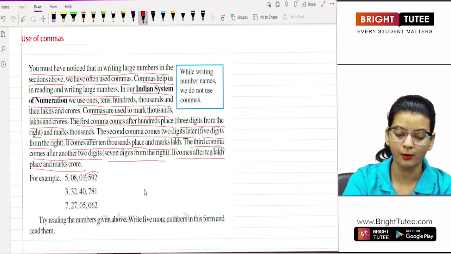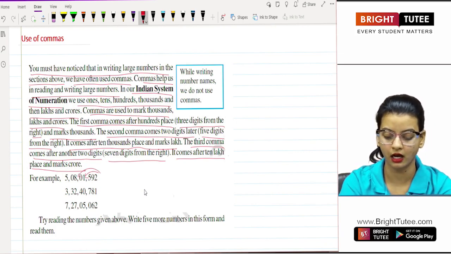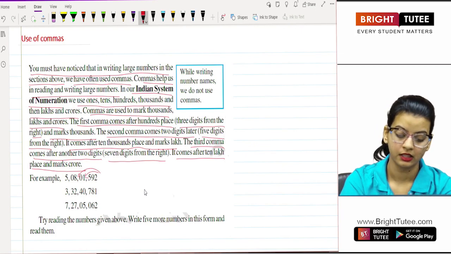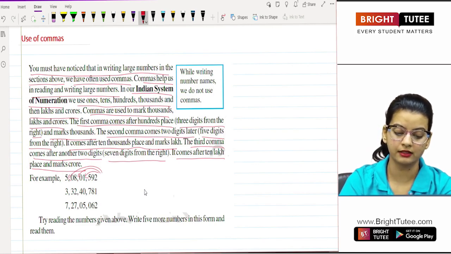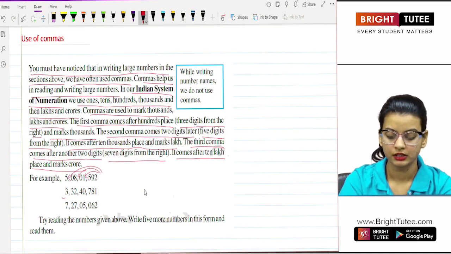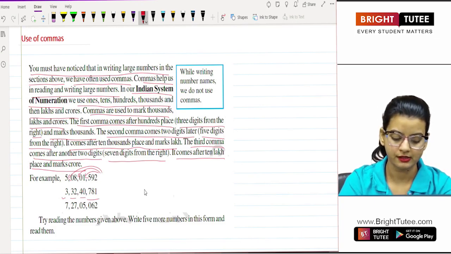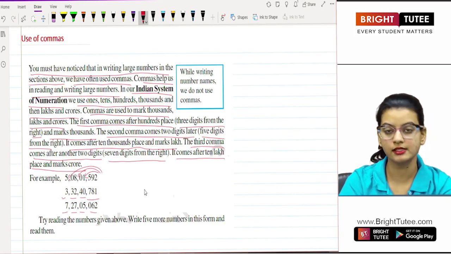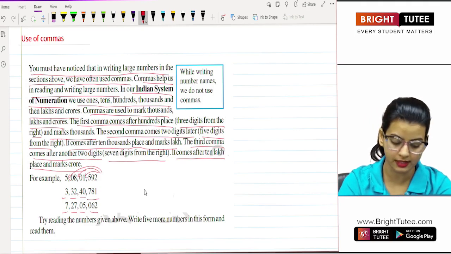Okay. Then the second comma will come after 5 digits from the right. This marks lakh. The third comma comes after 7 digits from the right and this marks crore. Okay. So this is 3 crore 32 lakh 40,781. This is 7 crore 27 lakh 5,062. So you can see how easy it has become now to read these numbers.